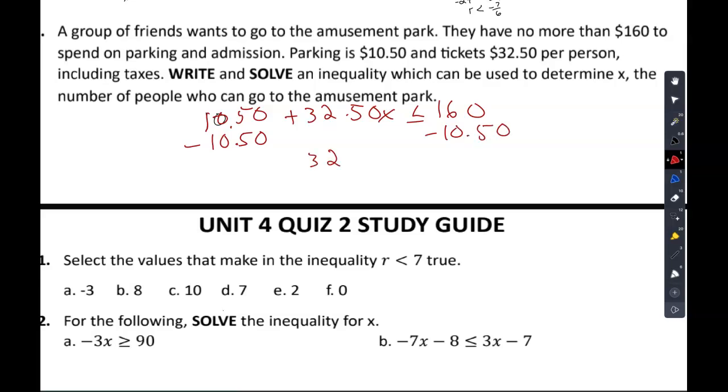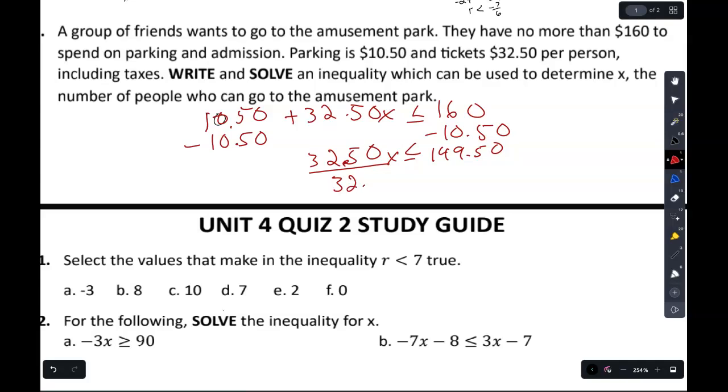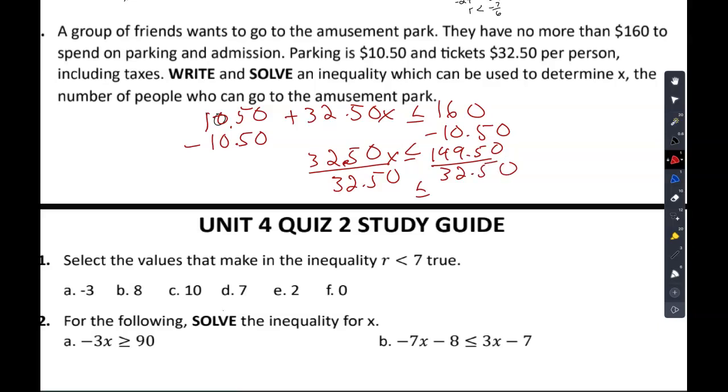Bring down 32.50x less than or equal to 149.50. Divide by 32.50, which is positive. Keep the sign the same. 32.50. And x is less than or equal to 4.6. And since we're talking about how many people can go to it, only 4 people can go.